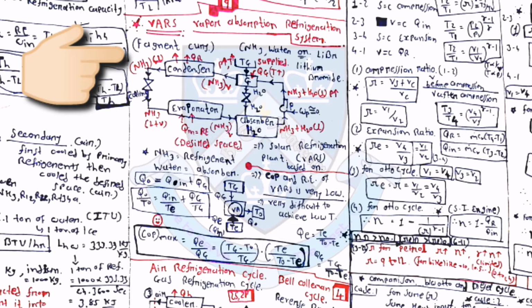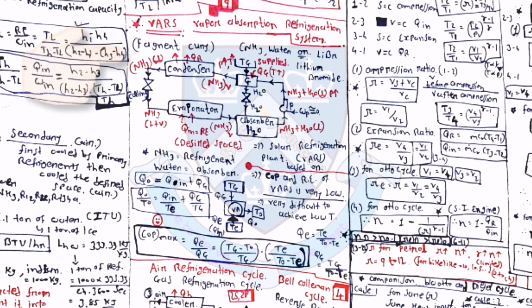So the diagram for that system is here, which includes the evaporator, throttling valve, then condenser, then the generator, then pump, then absorber, and then evaporator. For the VARS system, Q0 equal to Q in plus QG, then Q0 by T0 equal to Q in by T plus QG by TG.